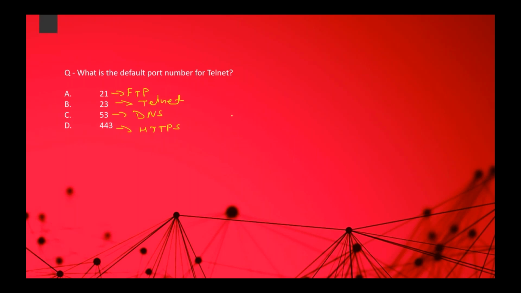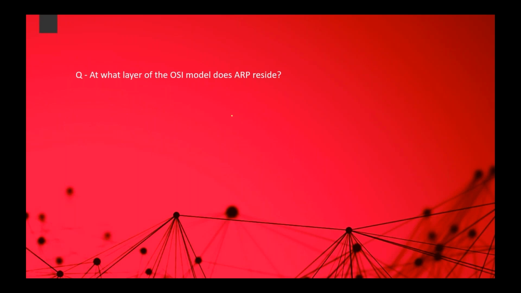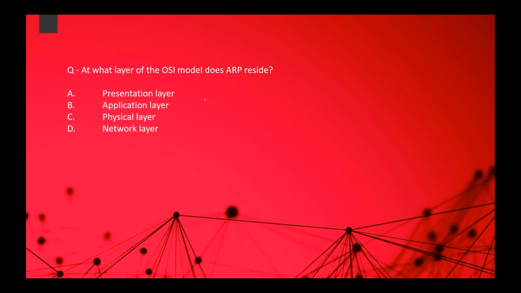Right? Okay. Next question. At what layer of the OSI model does ARP reside? So data link layer, sir. Okay. So the options are presentation layer, application layer, physical layer, network layer. Data link layer is not even in the options. What do you guys think? What will be the answer? Okay, Mr. Krishna says network. Network layer. Great. Anyone else? Network layer only.